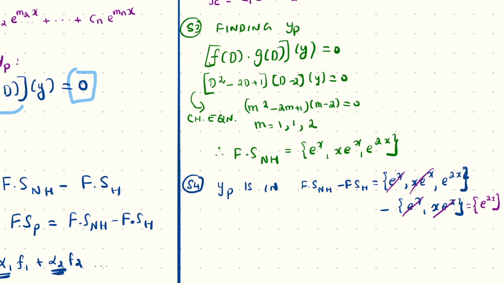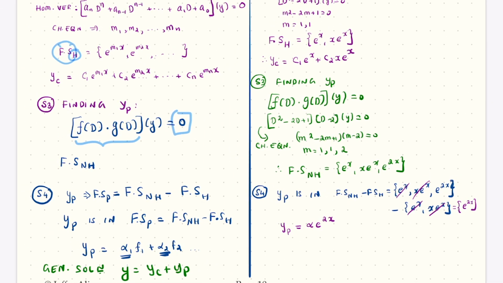In this case, it's only 1, not a big deal. So therefore your yp, ladies and gentlemen, is going to be equal to some constant alpha times e to the 2x. So I'm almost done, right? I got my yc right here. You can find the C1 and C2 unless initial conditions are given to you, but in yp you must find the alpha.